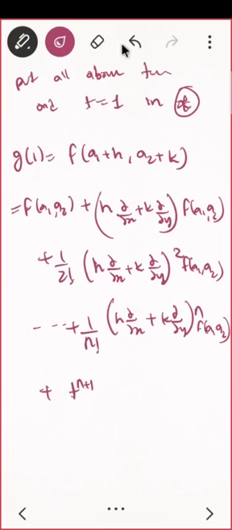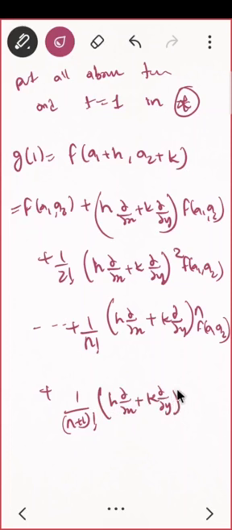We don't have t now, we have the remainder that will be 1 upon (n plus 1) factorial (h ∂/∂x + k ∂/∂y) raised to n plus 1 into f of (E1 + theta h, E2 + theta k). Correct? Yes. Hence proved, which completes the proof.